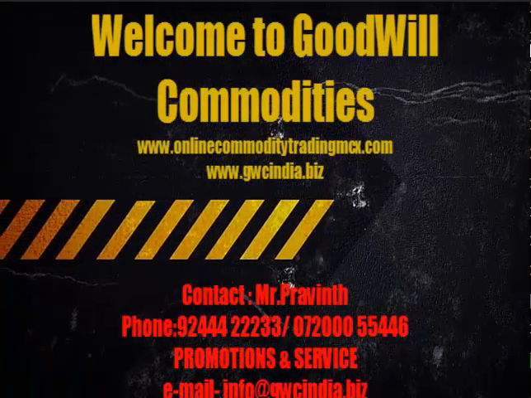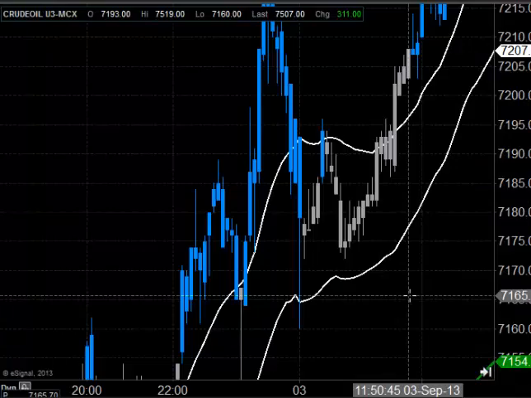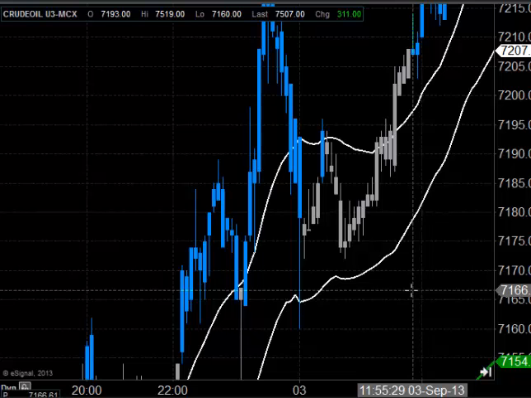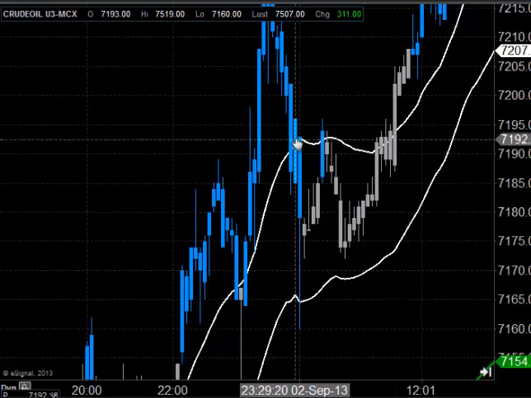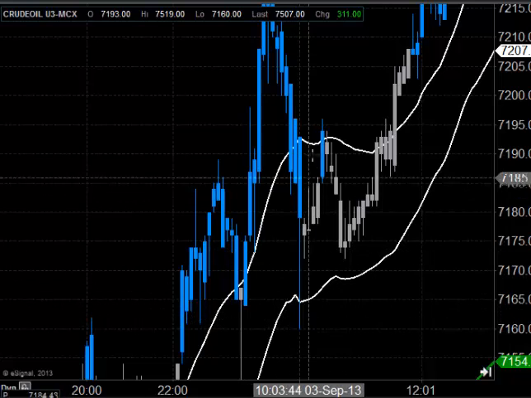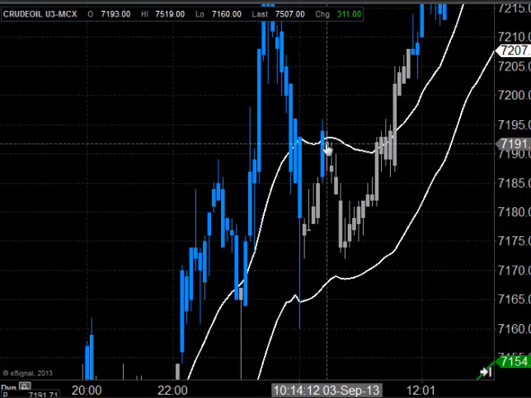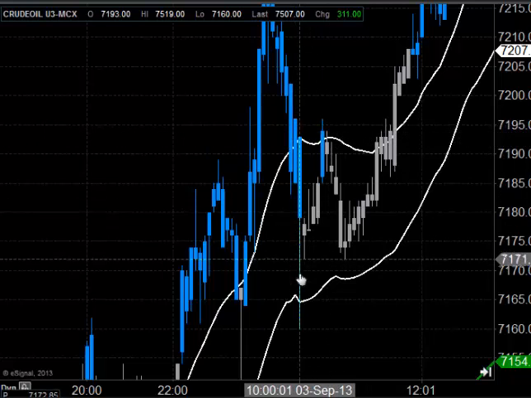In this presentation, we are going to see how you should have applied our simple day trading strategy on yesterday's market to gain success in day trading. You can see this blue color candlestick that indicates yesterday's price opening, which shows that the market opened somewhere around 7,190s. So this is yesterday's market price opening.